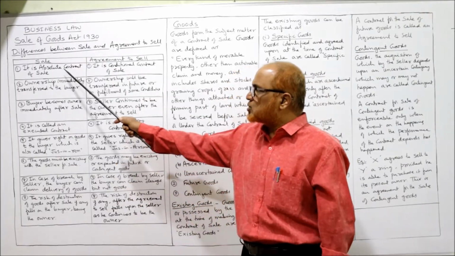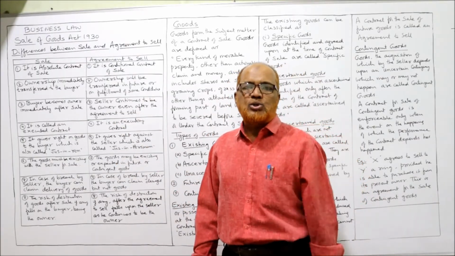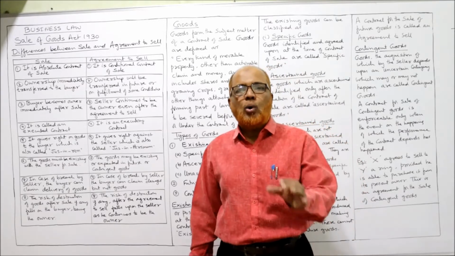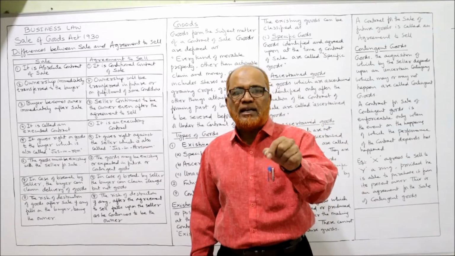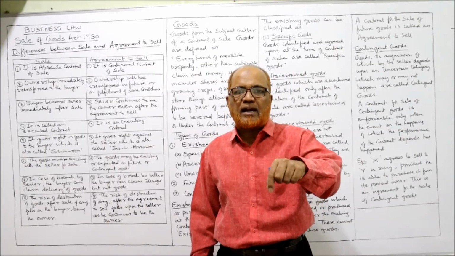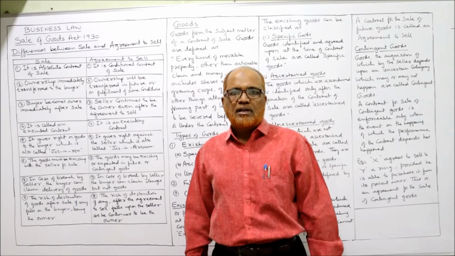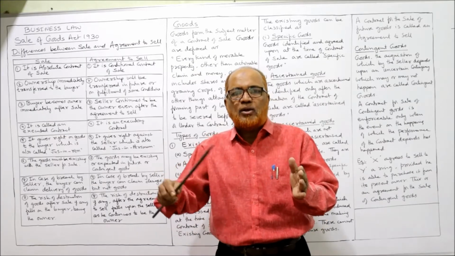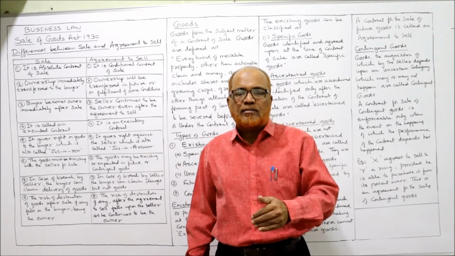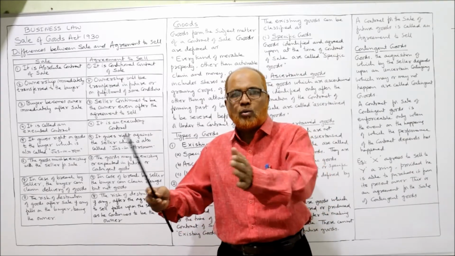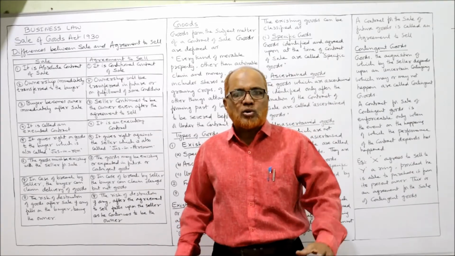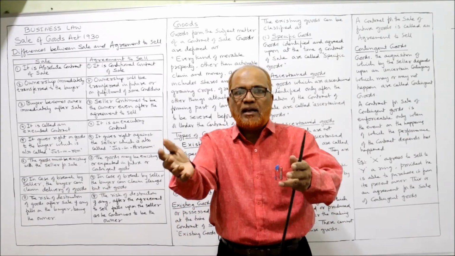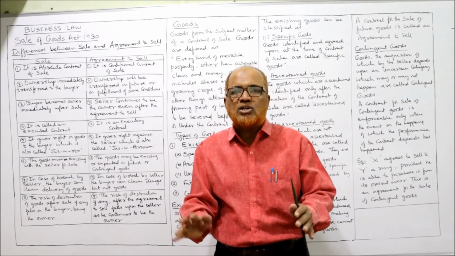What are the differences? First one, sale is an absolute sale, because the ownership is immediately transferred from the seller to the buyer. In this sale transaction, the ownership will be transferred from the seller to the buyer, and the buyer will pay the price. Example, a person goes to an electronic shop. He wants to purchase a television. He has paid the price and he got the television. That's all. Sale transaction over.